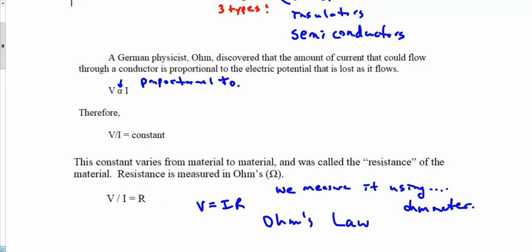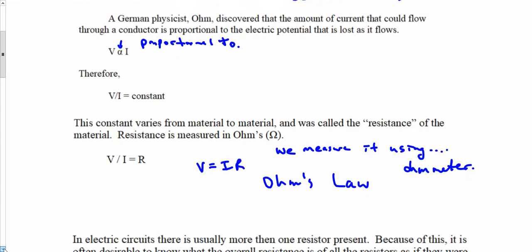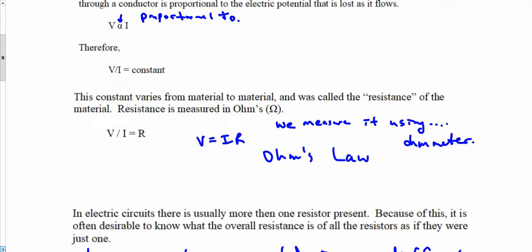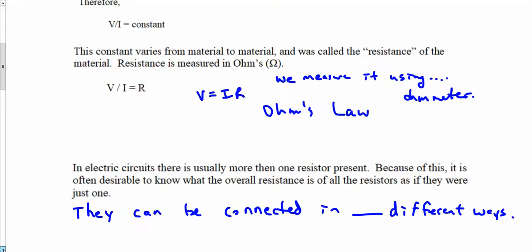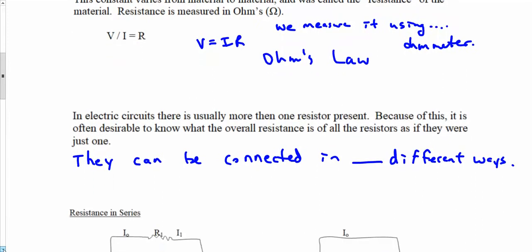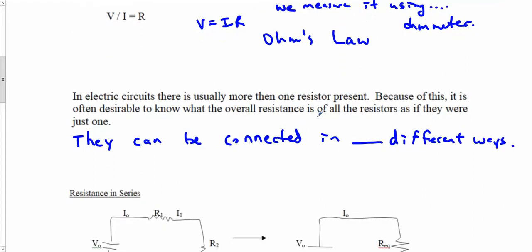Now, for us in electric circuits, usually there's going to be more than one resistor present, and because of this, we often want to turn all the little resistors into one super resistor. We can connect resistors in two different ways, and in previous science courses maybe you've seen this before.